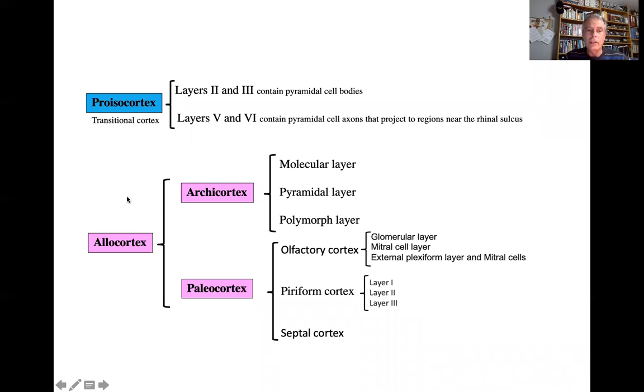The proisocortex and allocortex also have layers, but they do not have as many layers as the neocortex. It differs. And the allocortex, the archicortex and paleocortex, we will see that they have layers. However, they do not have as many layers. For instance, the piriform cortex is formed by 3 layers, as is the olfactory cortex, and the archicortex is also formed by 3 layers.